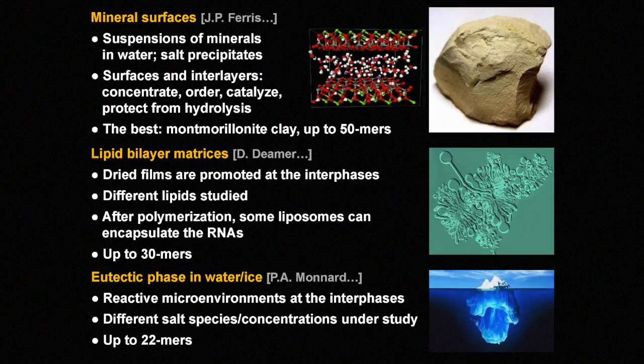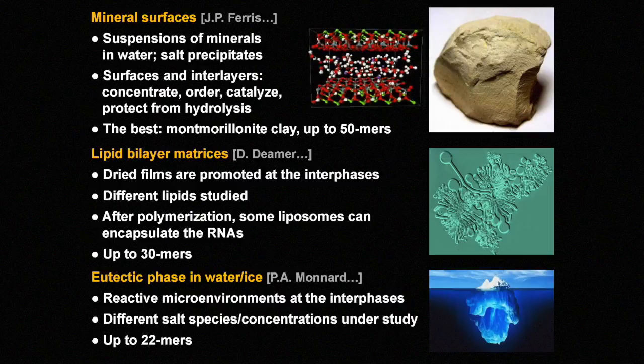So this clay is able to form oligoribonucleotides, so short chains of RNA. Other scientists have used lipid bilayer matrices because dried films are promoted at the interaction between water and the lipid phase, and with this system you can obtain 50 mers, up to 30 mers.